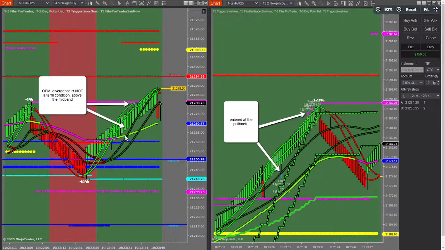Cranking above the mid band. Easy entry. Awesome profits. Money, money, money. Nice job, Marty. It's the same look over and over.